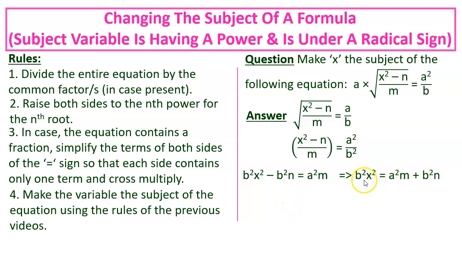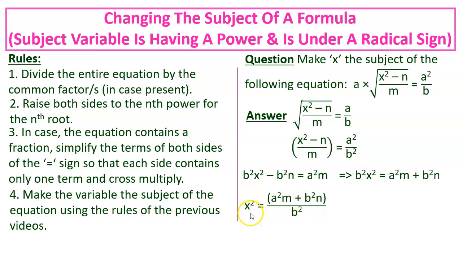And then whatever is the coefficient of x or x to the power of anything, we have to take this coefficient part to the other side. This becomes the denominator of the other side. How does it become the denominator of the other side? We divide the entire equation by the coefficient of this x or x raised to the power of something. So we are dividing the entire equation by b to the power of 2 or b squared in this case. And we get x to the power of 2 is equal to a to the power of 2m plus b to the power of 2n whole divided by b to the power of 2.